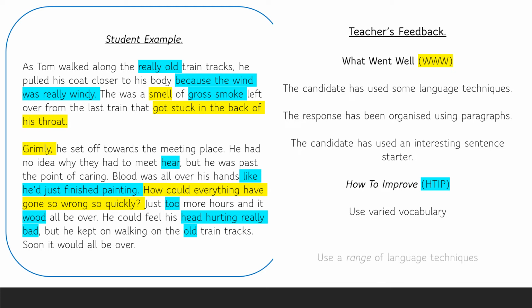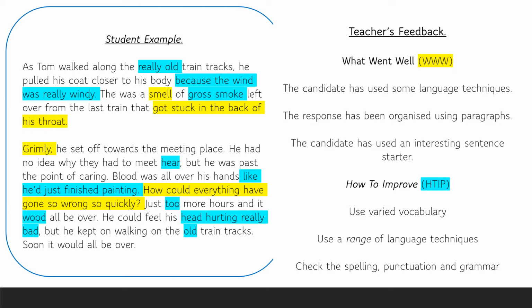We also have some other things to worry about as well. So it hasn't used a range of techniques. We can see there that it has used a rhetorical question and it has used some sensory language. But in order to get a really high response, we're looking for somewhere around 6 to 8 language techniques as a minimum.